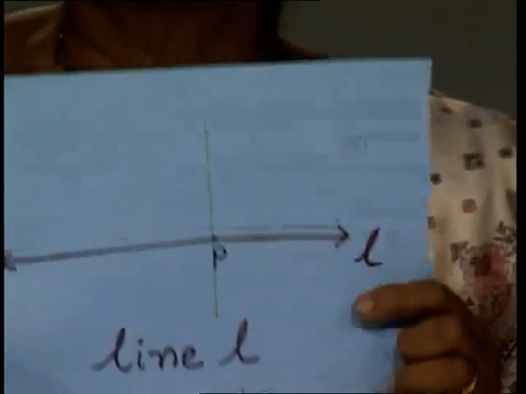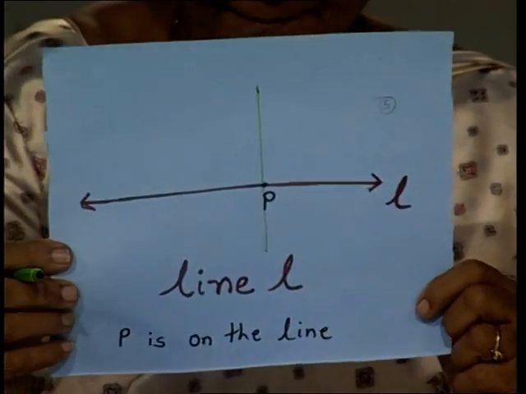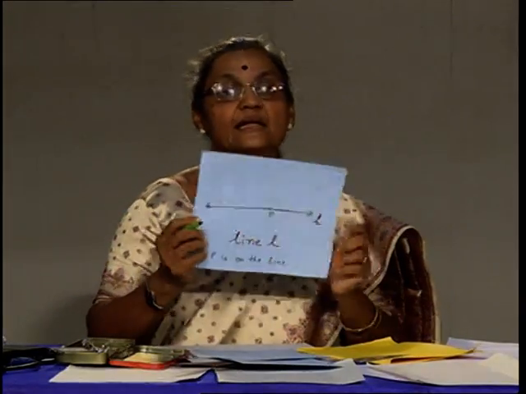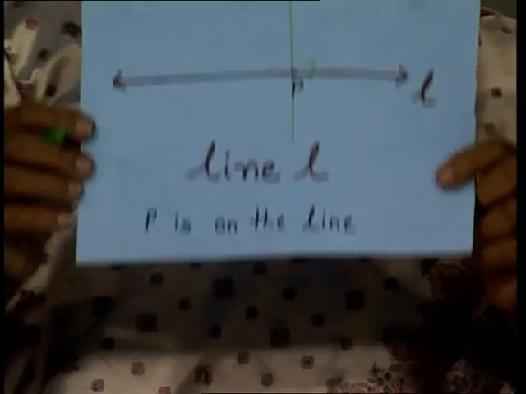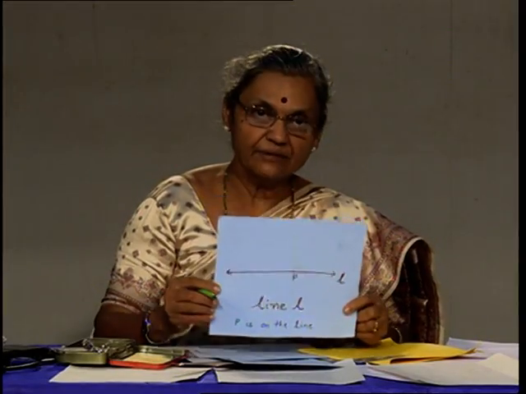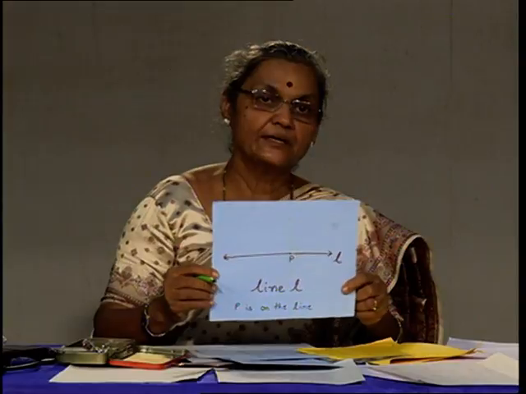Put a mark and join this. You will get this line as a perpendicular line. Then this line is forming a right angle to the line L. Therefore, this is the construction of a perpendicular line to the given line passing through a point on the line.